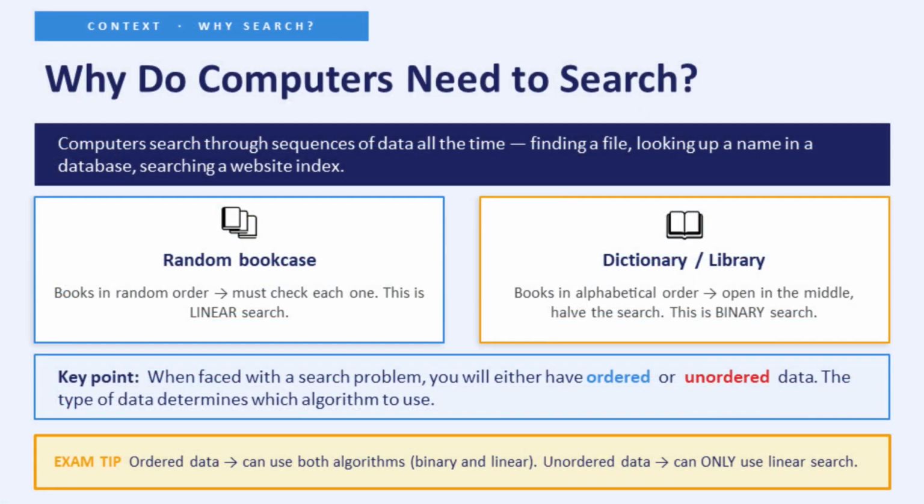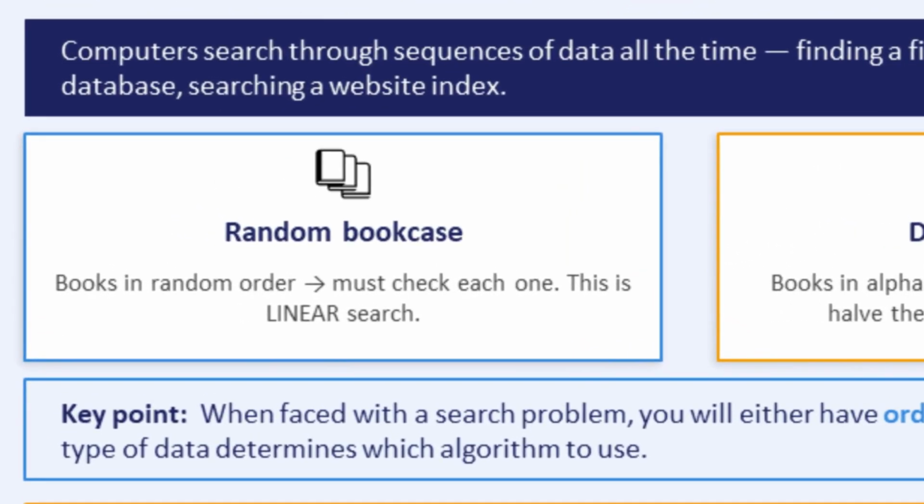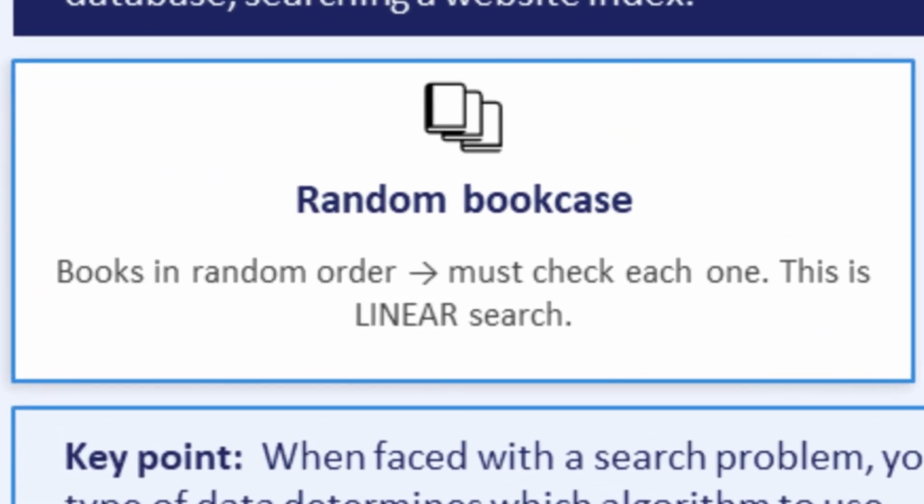Think about searching for a book. Scenario 1. You walk into someone's bedroom. Their bookcase is a total mess. Books are in random order, there is no system at all. How do you find the book you want? You start at the first one, check it, not the right one, move to the next one, check it, keep going, one by one, until you either find it or reach the end.